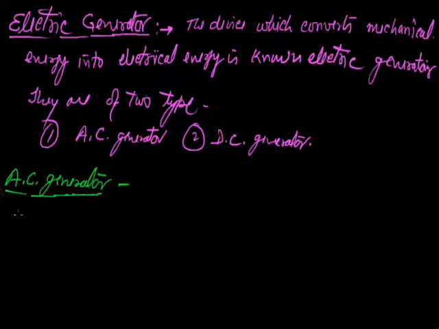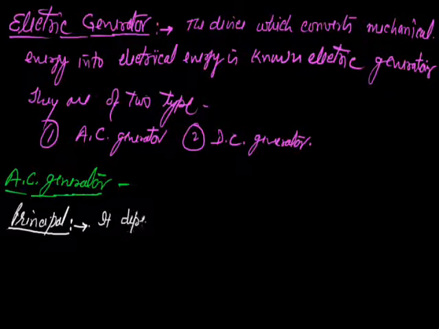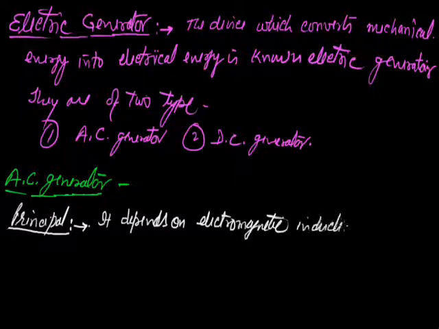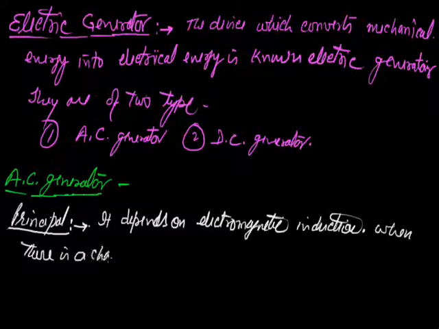Now the principle of the AC generator. It depends on electromagnetic induction. According to this, when there is a change in magnetic flux related to a coil, then EMF is induced in the coil.